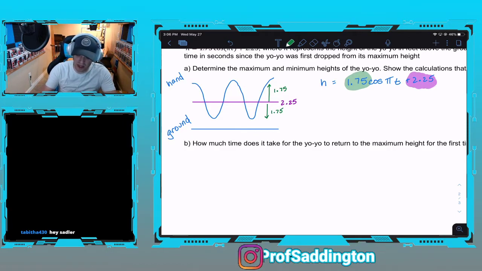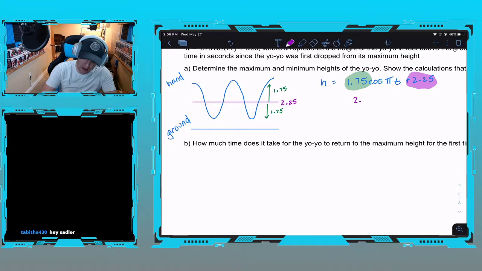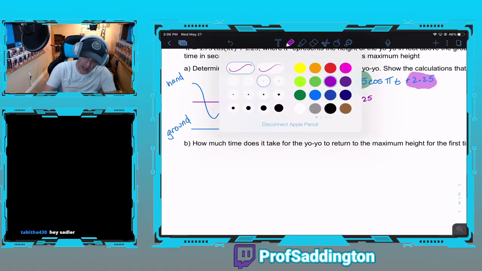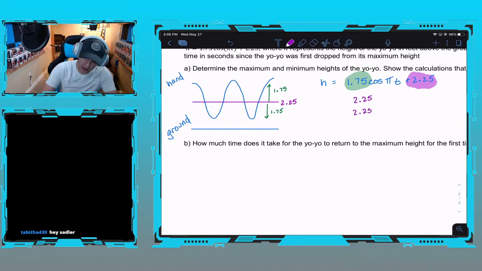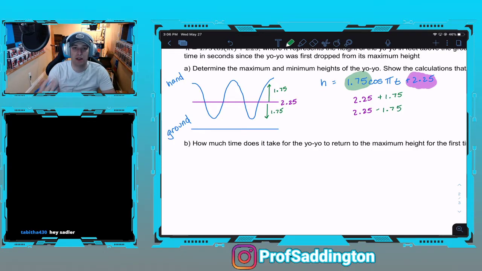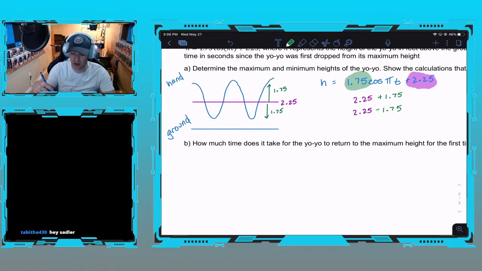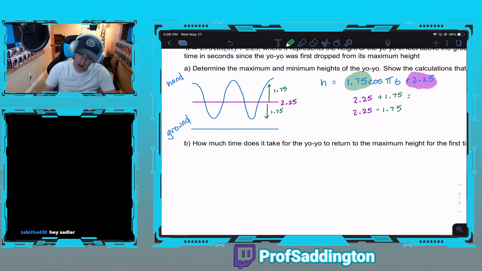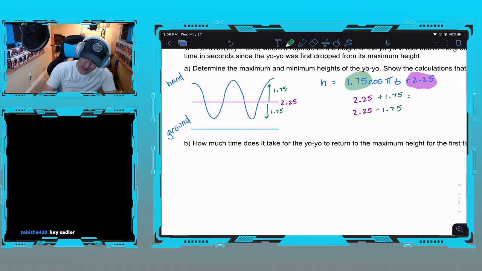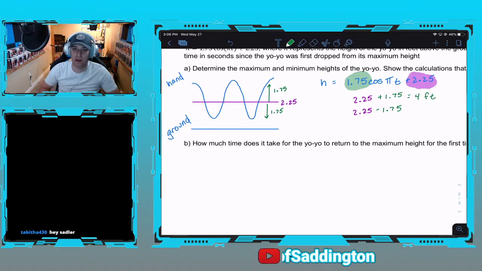So essentially, this is telling us, take the midline, and let me write this out twice. We're going to take the midline and add the amplitude, but we're also going to subtract the amplitude. And that will tell us the highest point of the yo-yo and the lowest point of the yo-yo. So if I do the top one, 2.25 plus 1.75 is going to give us 4 feet. And then if we subtract it, I believe that's 0.5.